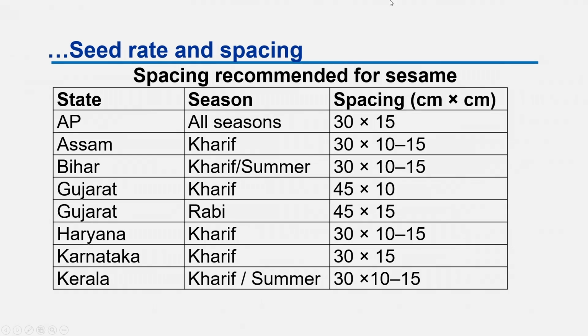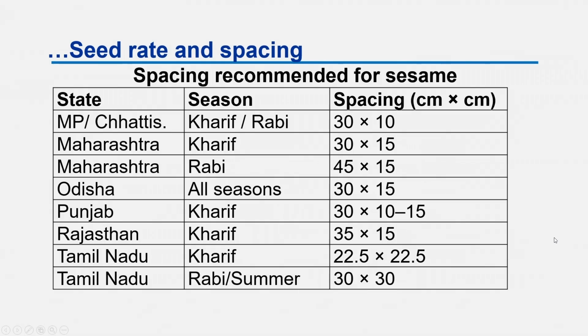Now you can see the spacing for different states. So you can see for Andhra Pradesh, Assam, Bihar, Gujarat and across the seasons. So generally speaking, for many situations spacing is 30 into 10 to 15 centimeter, or you can see 30 into 15 centimeter under certain conditions. So here also for other states and many seasons, the spacing is 30 by 10, 30 by 15, or sometimes in Tamil Nadu, for example, in summer or Rabi, you can increase spacing to 30 into 30 centimeter.